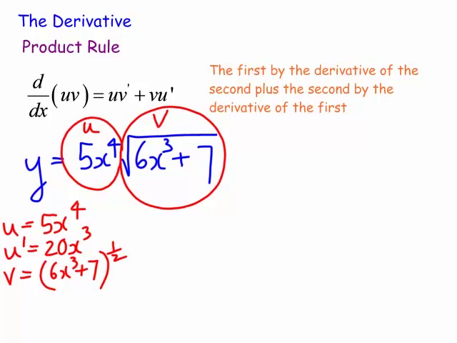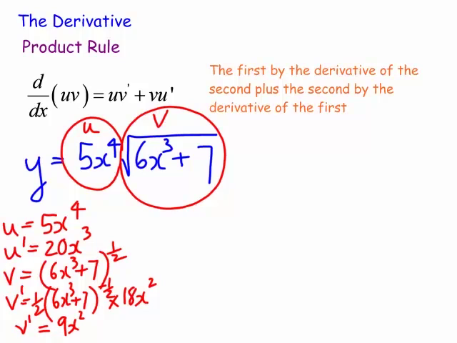The half comes down. Let's go through it again. Okay, v dash is equal to a half, 6x cubed plus 7 to the negative a half, multiplied by the derivative of what's inside, which is 3 sixes are 18x squared. And the derivative of 7 is 0, as you know. So that would then simplify to, as we had before, v dash equals 9x squared, and then 6x cubed plus 7 to the negative a half.